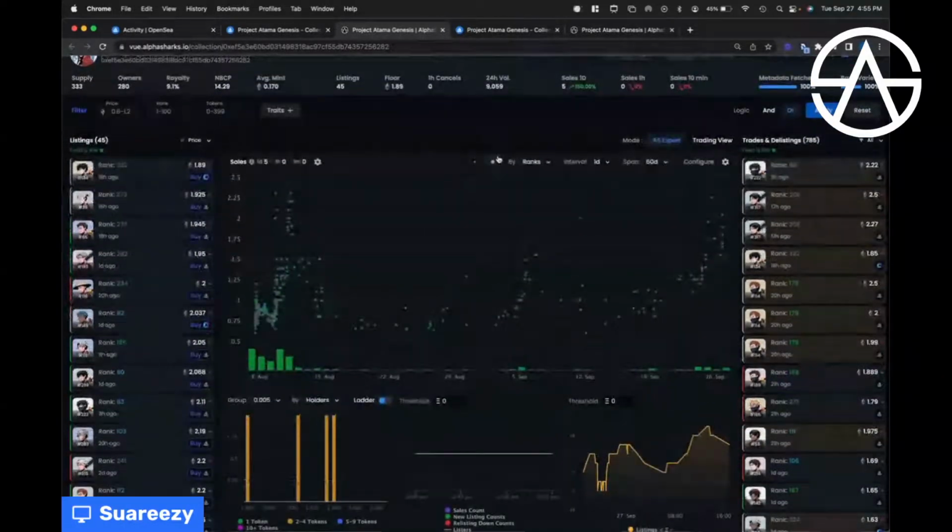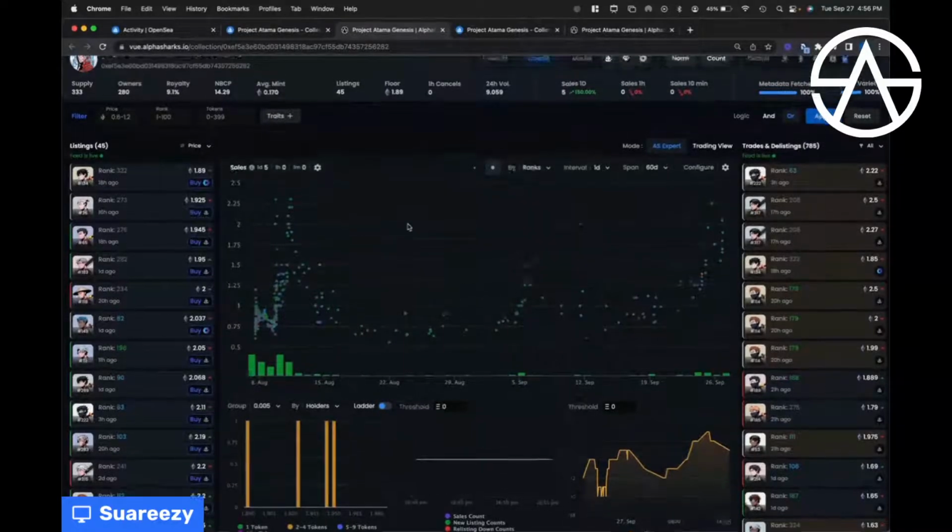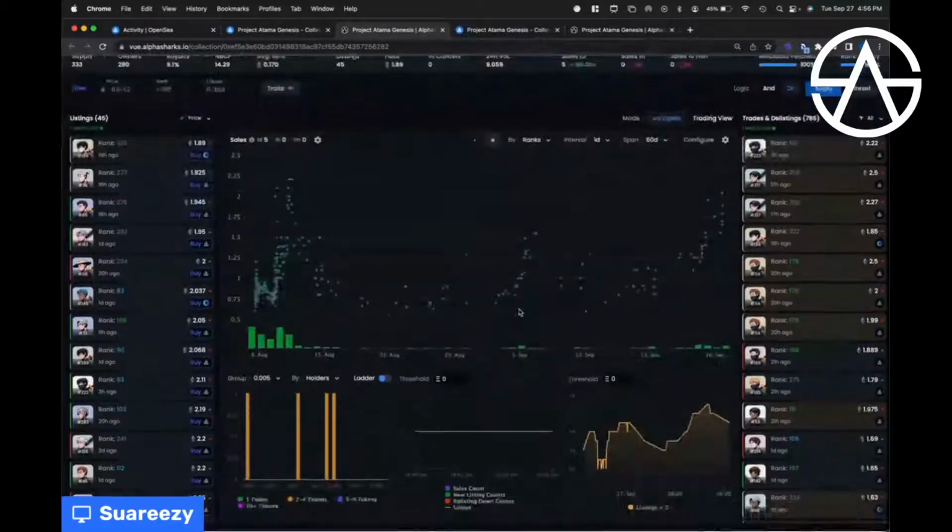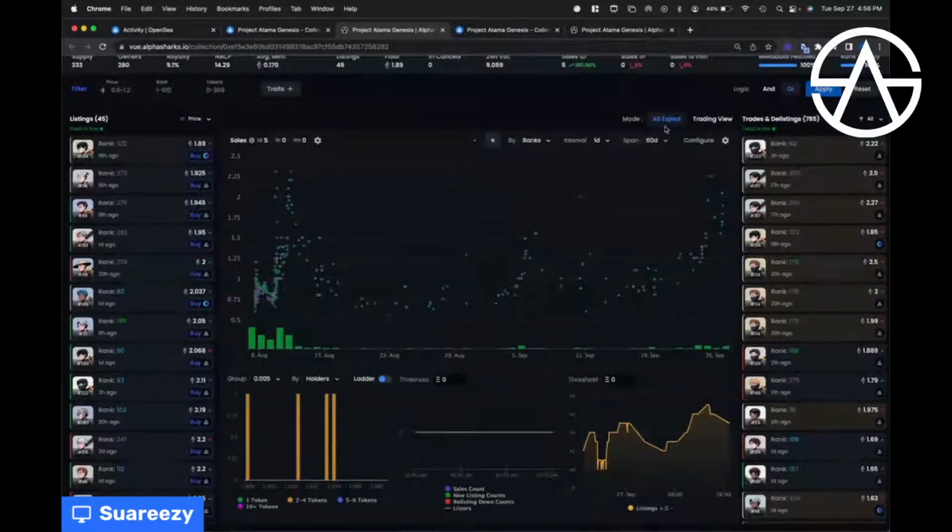So that's that portion. Right here, I'm going to go over the main charting system just real quick. Right now we're on the AlphaSharks expert view. It's going to give us a plot chart of all the sales that are going on. And you can see right now we're being filtered by ranks. This is going to give us a quick overview of, again, what is considered rare or not. And we have all these different color codes to see what's considered rare, what's considered uncommon and the most common.